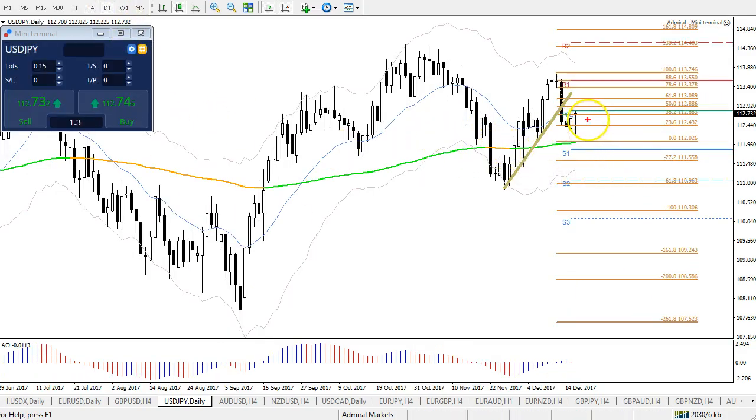Well, price could basically go down to the minus 61.8 target, maybe even the minus 100 target, and the S3 weekly support pivot points.